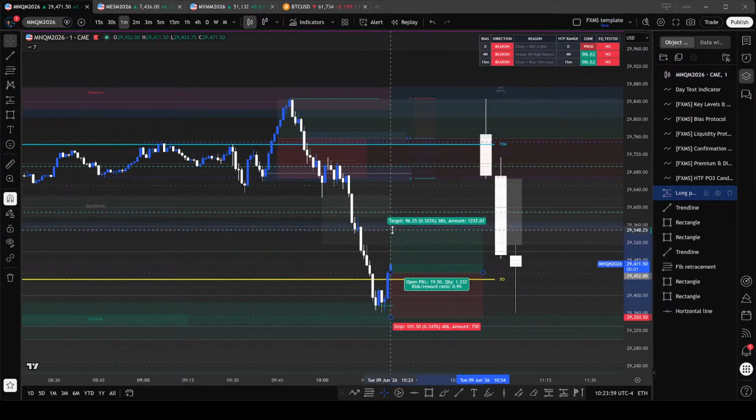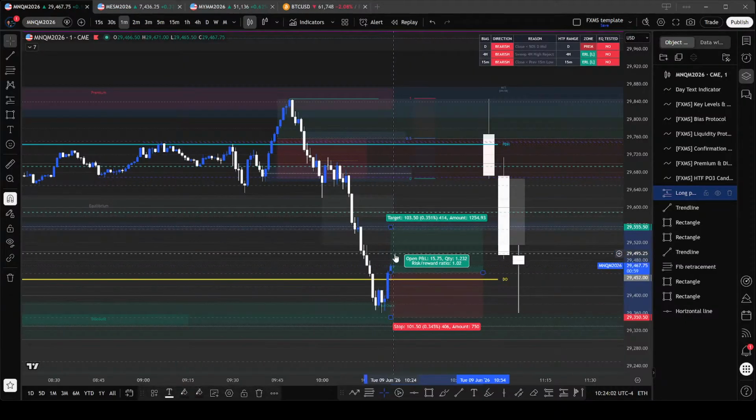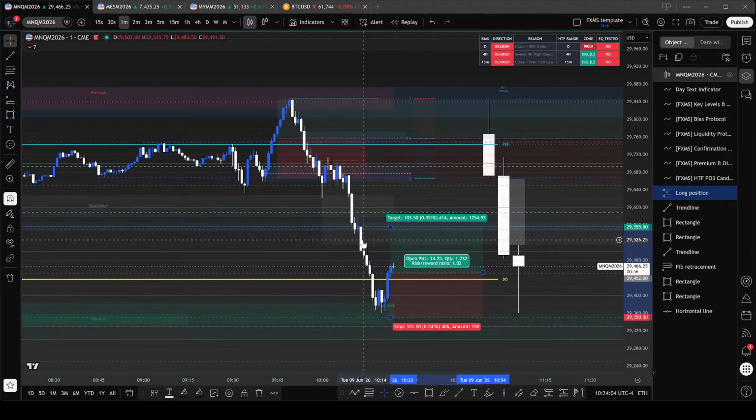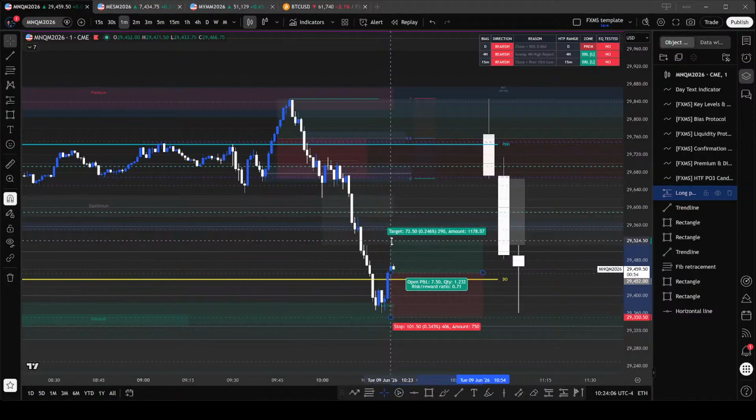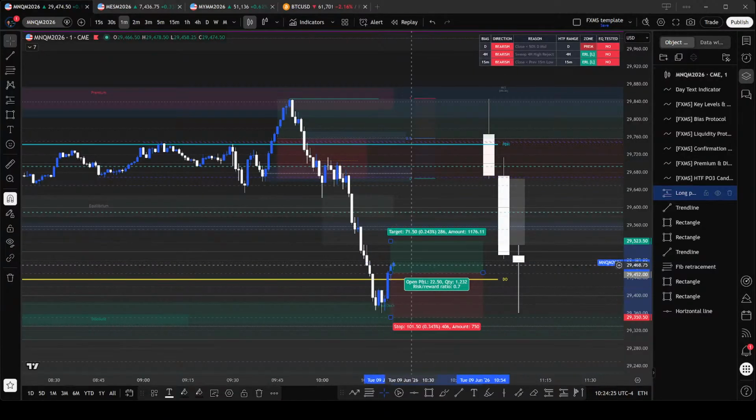All right, we're going to see if we get this move back up. I'm not going to go for a full 100. I think I'll probably just run back to this imbalance here. 60, 70 points would be good. Let's see if we get it. Okay, the entry was about 450. Yes, we are in this one. Entry was 450. We're targeting 70 points here, the next imbalance.